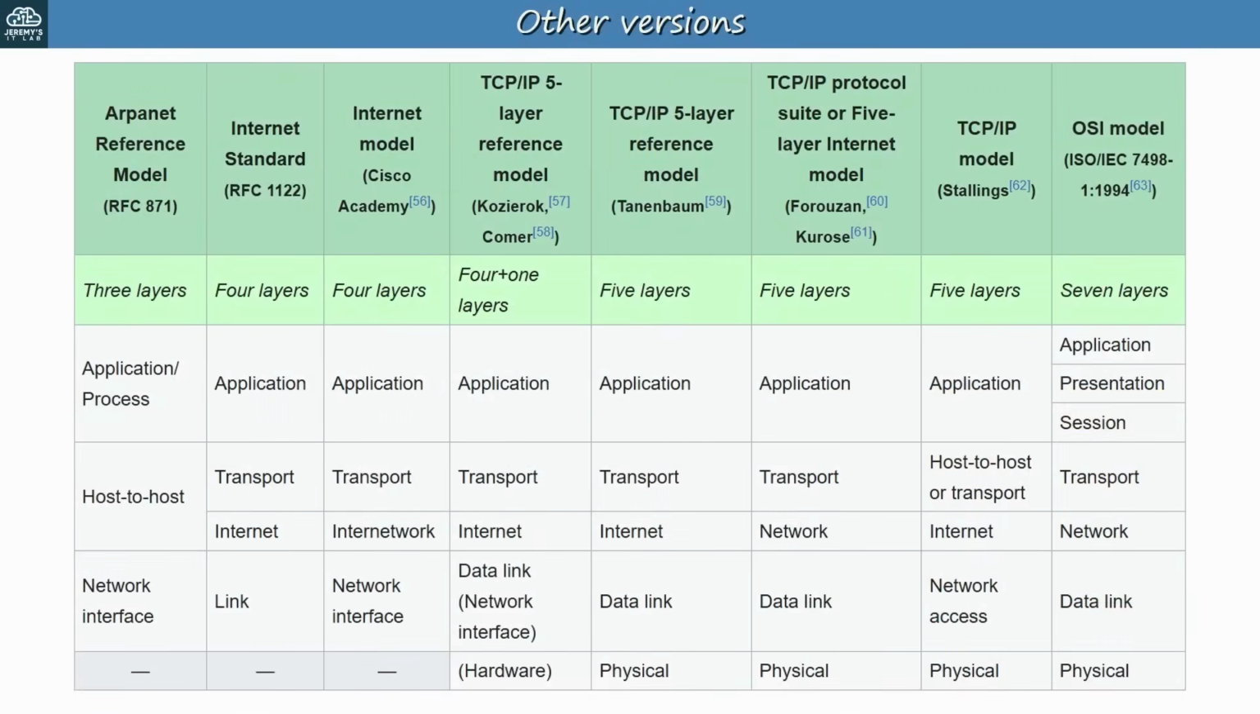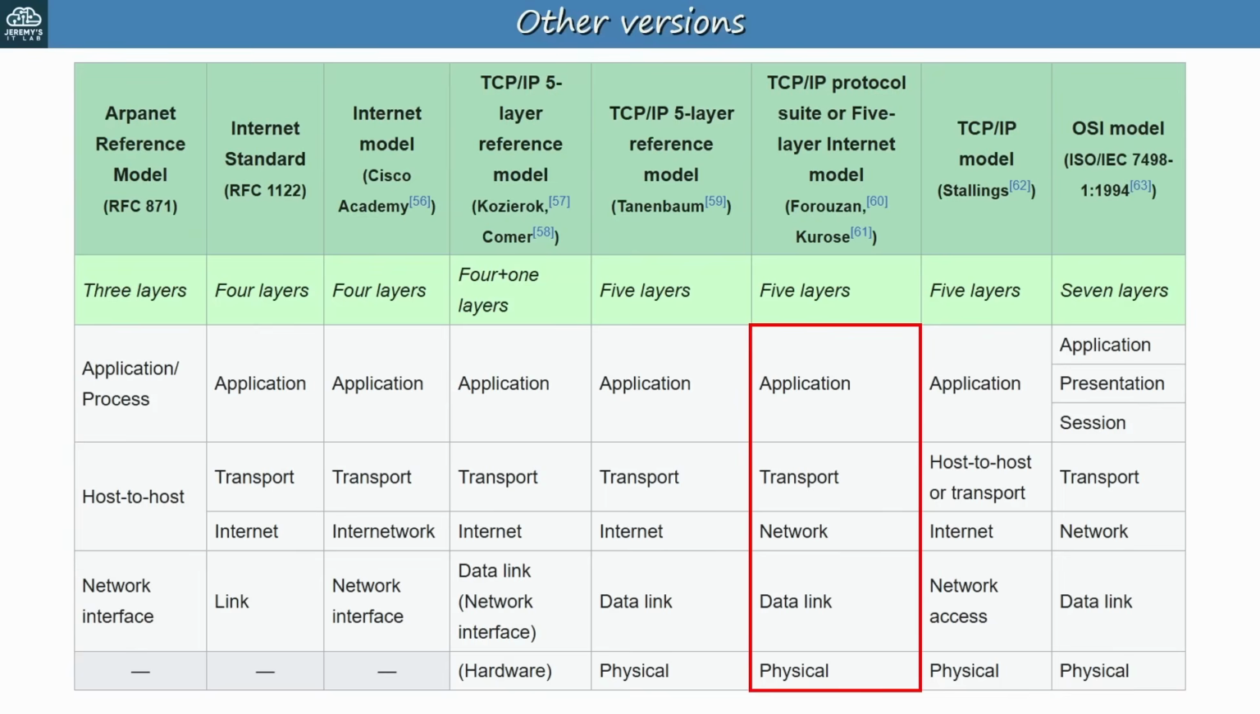And to make things even more confusing, here's a selection from Wikipedia of different models proposed by various authors. Here we have the 4-layer TCP/IP model I showed at the beginning of this video. Here is the 7-layer OSI model, and the adapted 5-layer model I just showed in the previous slide.